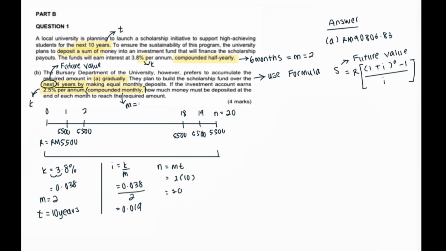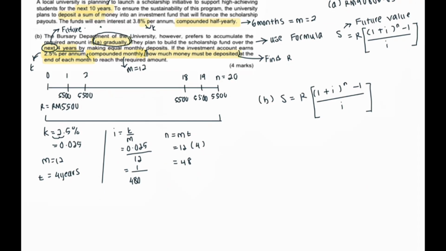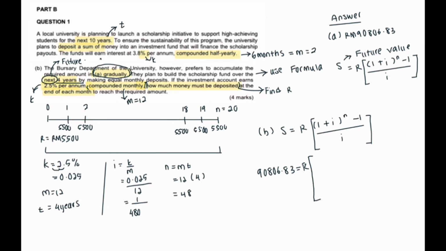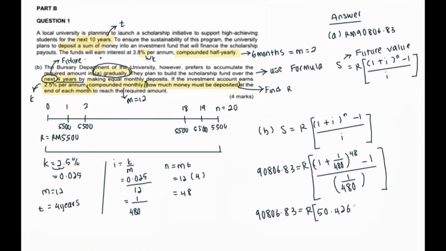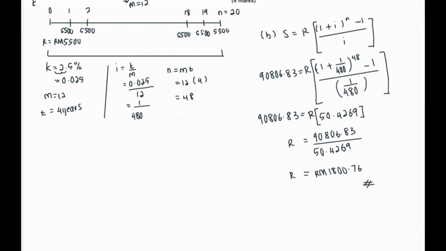How much money must be deposited? It means we want to find the R value at the end of each month to reach the required amount. So we need to use the future value formula. After getting all the information, we enter it into the future value formula. After that, we can get the answer. The S value is the question A answer. The answer is 1,800.76 ringgit.